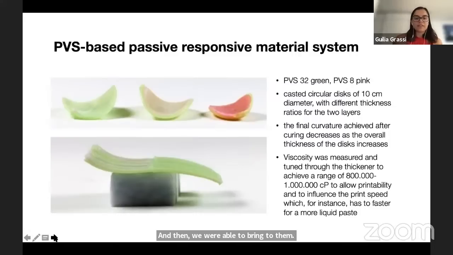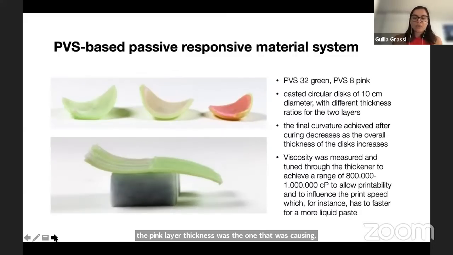As you can see here, there are the two materials, the green and the pink one, and they have different shear hardnesses as well. So we found out that the ratio of 2.5 of the green over the pink layer thickness was the one that was causing, let's say, the most dramatic bending.